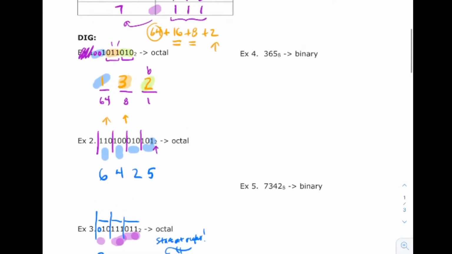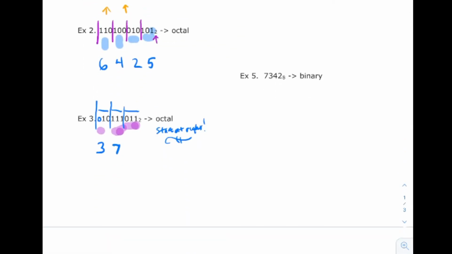0, 1, 0. That's not a 3, that's a 2. What the heck did I do? How did I do that? Start over. We'll have to trim that from the tape, right?